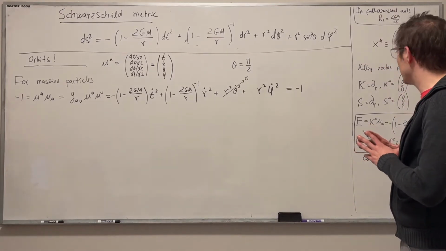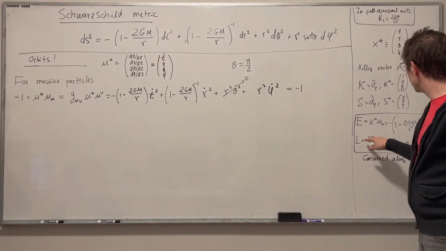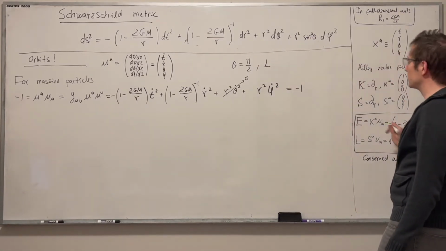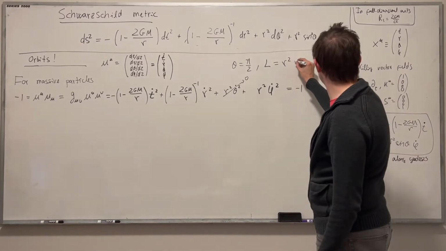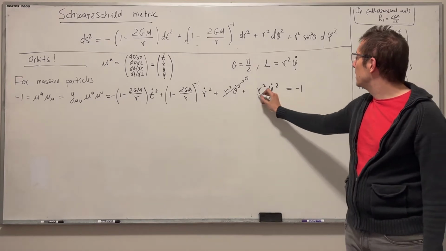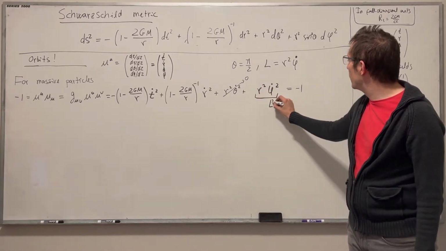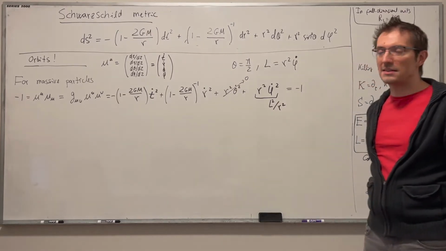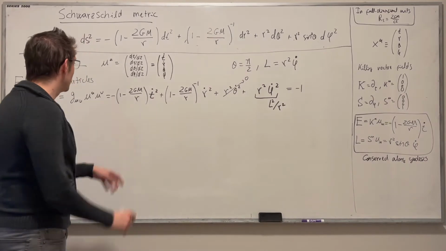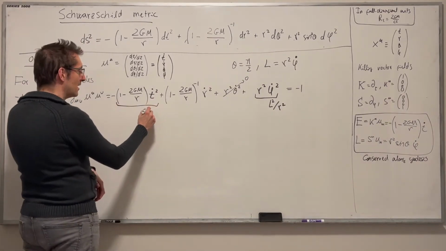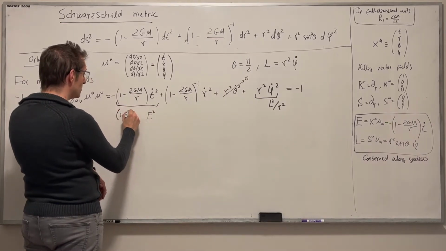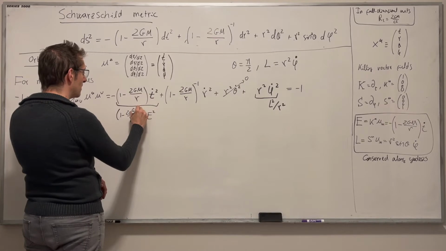All right, next thing, let's introduce the conserved quantities. L, I'm going to write L here again because it simplifies to just be equal to r squared phi dot. Then we realize that this quantity here is nothing but L squared divided by r squared. And we also check in here, we see that this quantity is E squared multiplied by 1 minus 2GM r to the -1.